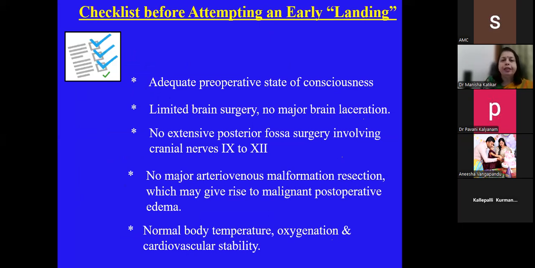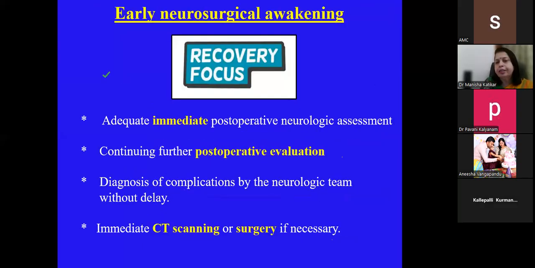And that is why the depth of anesthesia should be adequate, where you should extubate the patients in deeper planes of anesthesia. Before attempting extubation in a neurosurgical patient, you must see a few conditions. Assess his preoperative state of consciousness: was the patient wide awake before you anesthetized them? If there is a limited brain surgery, no major brain laceration, there was hemodynamic stability throughout, no excessive dissection in the posterior fossa, the nerves were not handled much, no major AV malformation resection, there is normothermia, normoxia, and cardiovascular stability, you can plan extubation in such situations.